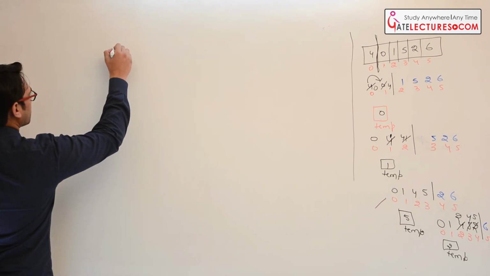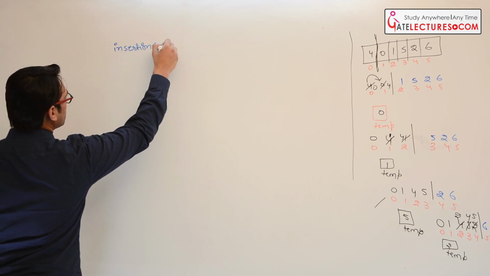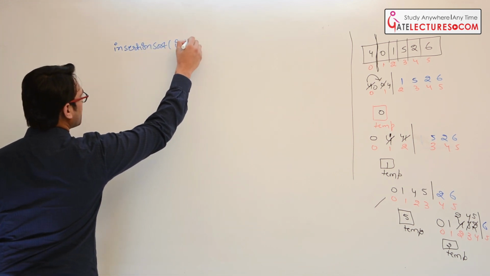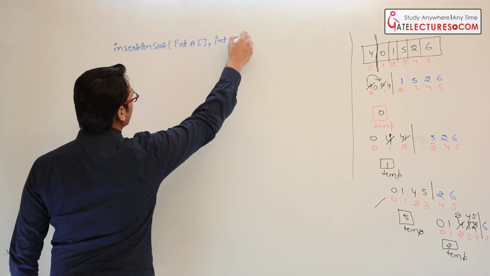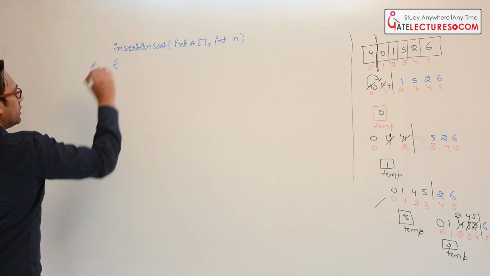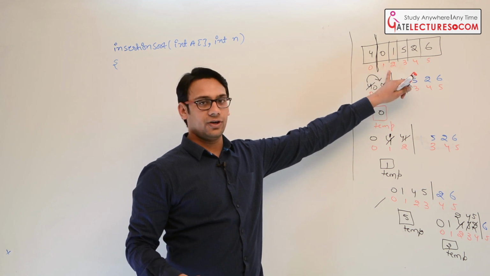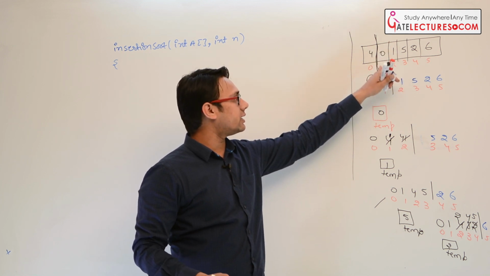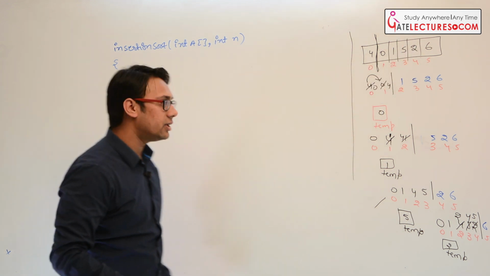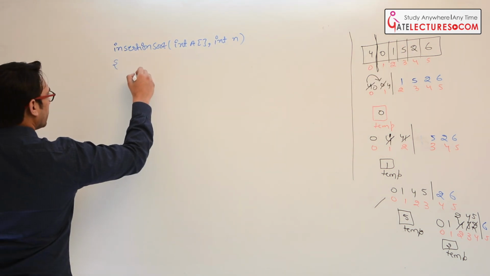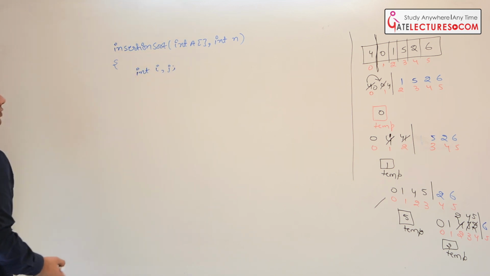Assume we have this insertion sort, and we have to perform it on this array A, and there are total n data items. Then we have to take a for loop for this window. Initially the window is at index location 1, next time index location 2, next time index location 3, and so on. So we take int i, j, two variables.